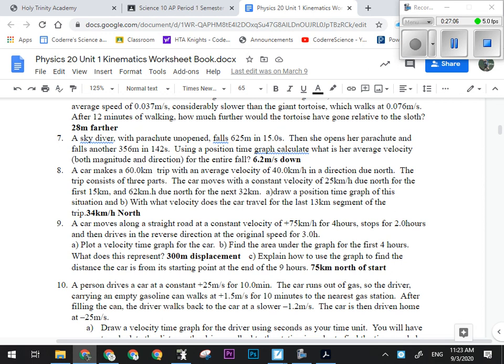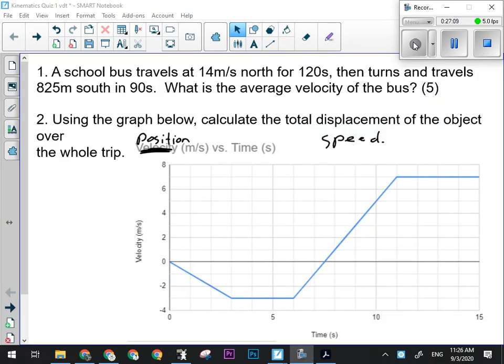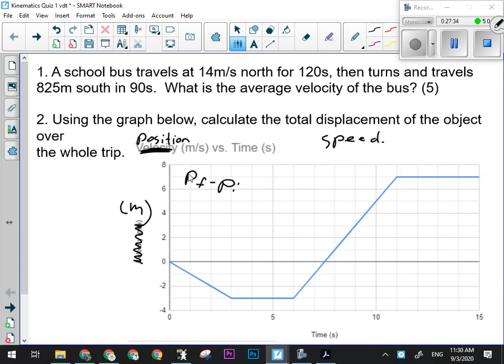All right, let's talk about what's going to happen here over the next couple of days. Imagining it is not a velocity versus time graph, but a position versus time graph, I want the total displacement and the average speed over the whole trip. On this one, we've got to find our total displacement, remembering that total displacement is final position minus initial position. On this graph, our final position is 7 meters and our initial position is 0, which means our total displacement is positive 7 meters.